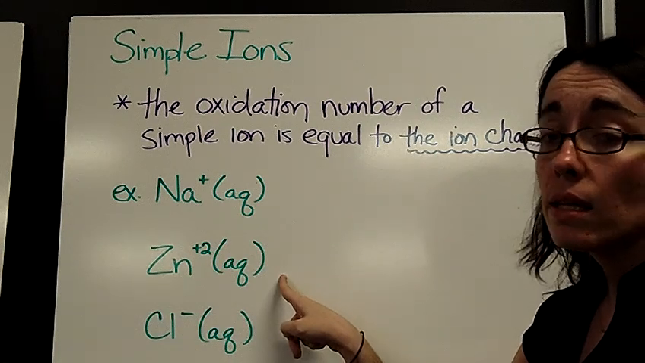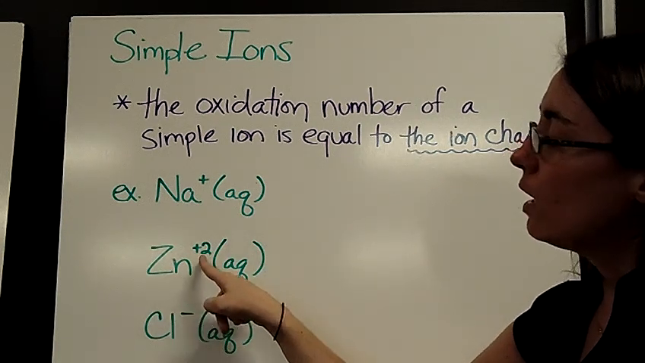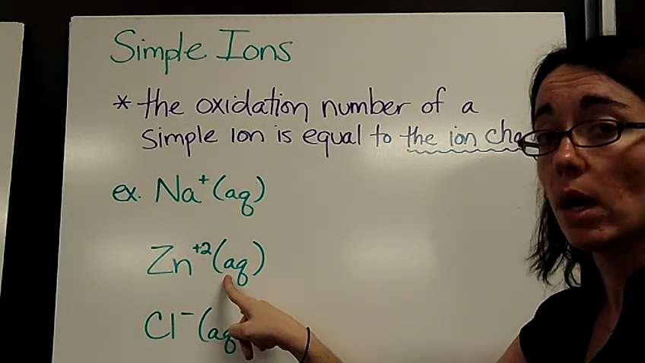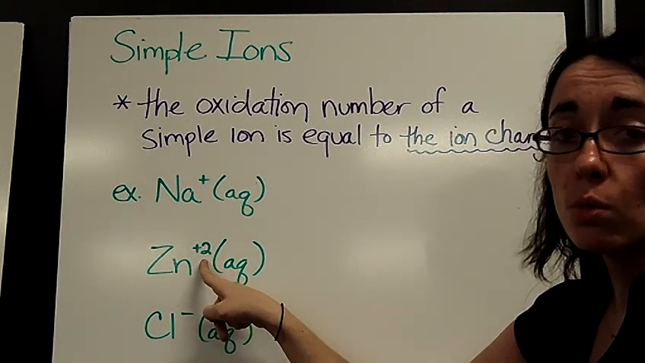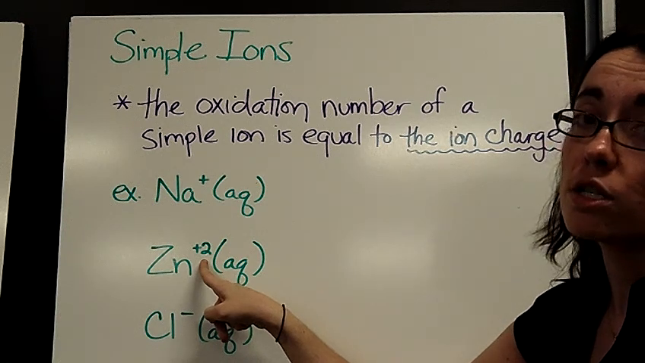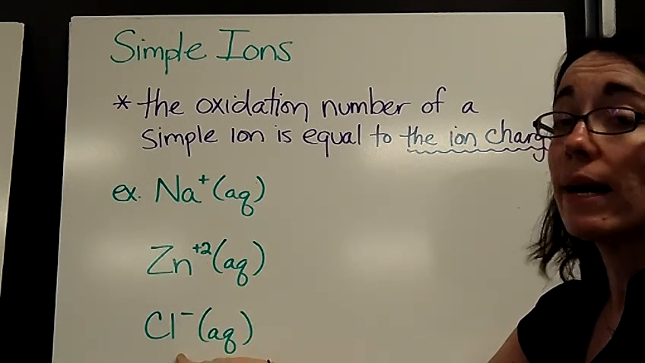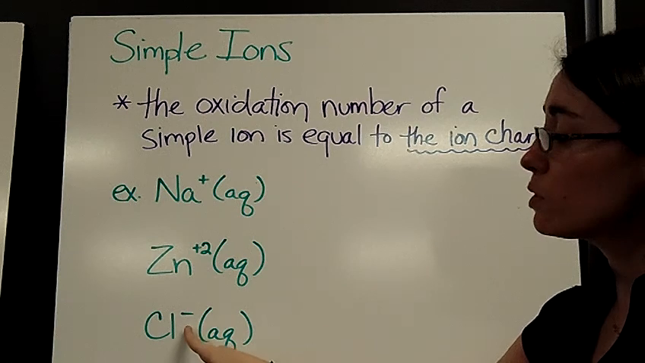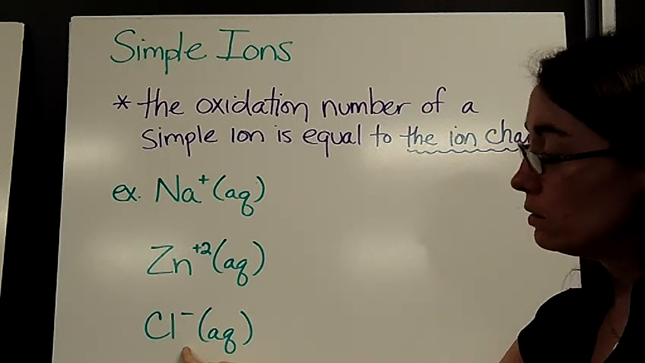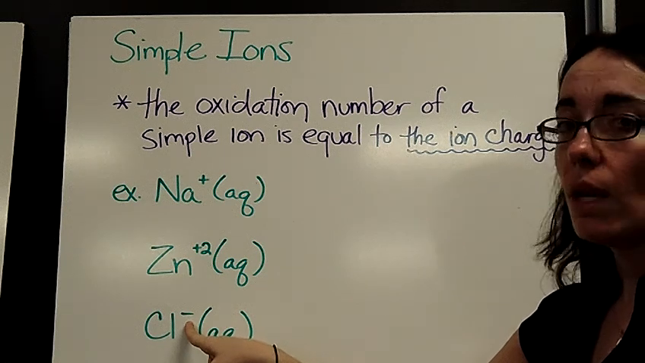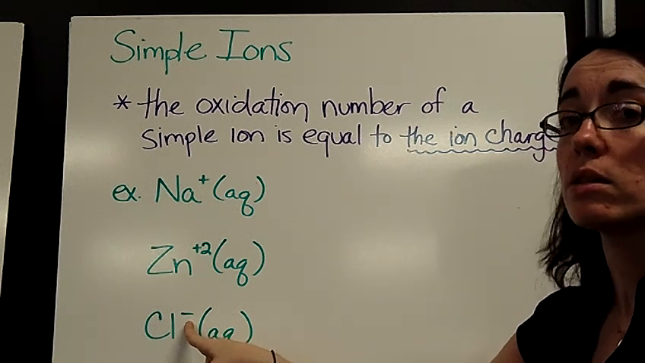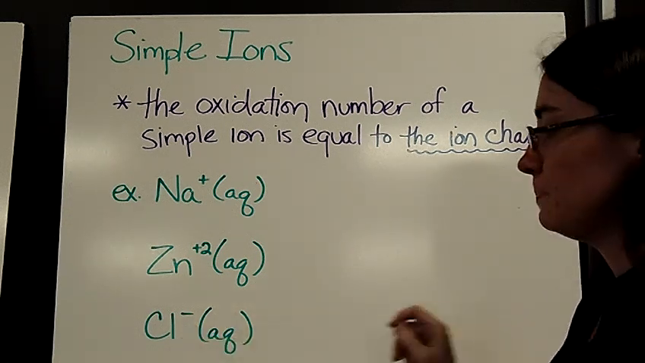In this next case here, where we have a zinc ion that's dissolved in water, this is another case where the ion charge plus 2 is identical to its oxidation number. In our final example, we'll just mix it up, so we have some negative ions as well, dissolved in water, but the -1 of its oxidation number is identical to its ion charge.